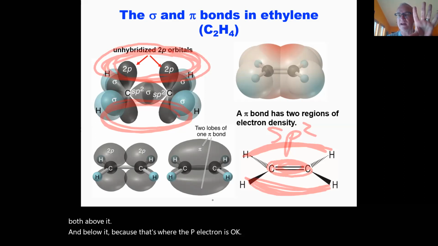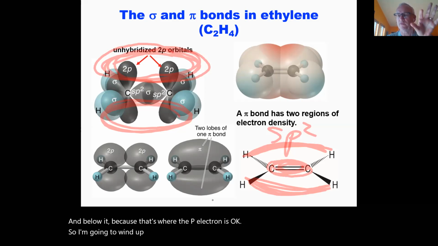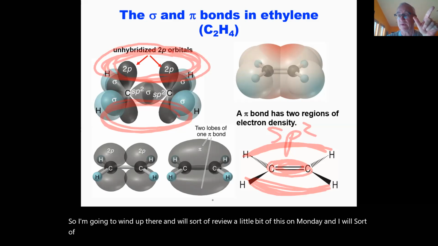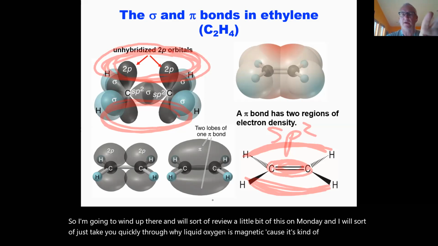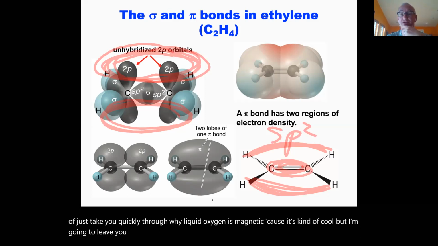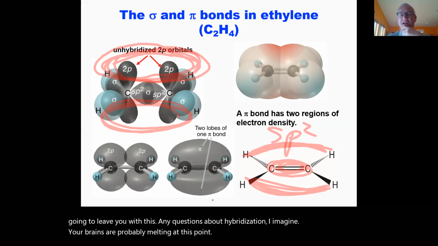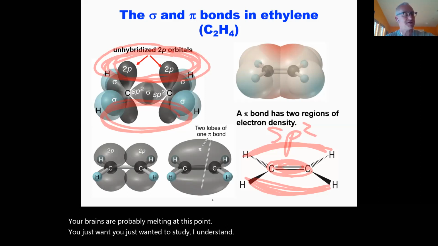So I'm gonna wind up there, and we'll sort of review a little bit of this on Monday, and I'll sort of just take you quickly through why liquid oxygen is magnetic, because it's kind of cool. But I'm going to leave you with this. Any questions about hybridization? I imagine your brains are probably melting at this point. You just want to study. I understand. Anybody have any questions about it?